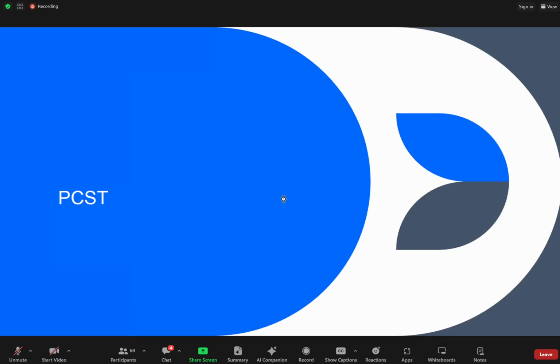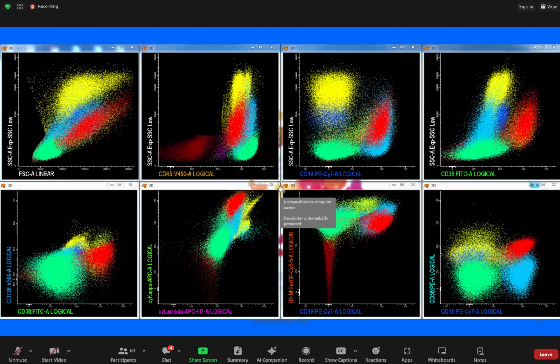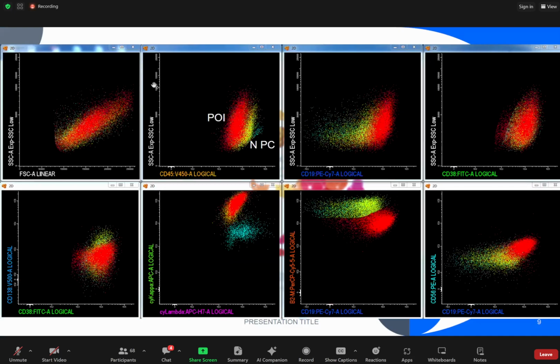Okay. So this is the PCST tube for the plasma cells. So basically this is all the cells that we can get. So I'm using this for analysis. I'm going to just show you the population of interest and also the residual normal plasma cells. So this population of interest, or the abnormal plasma cells, they are actually CD45 positive, CD19 positive, CD38 positive.